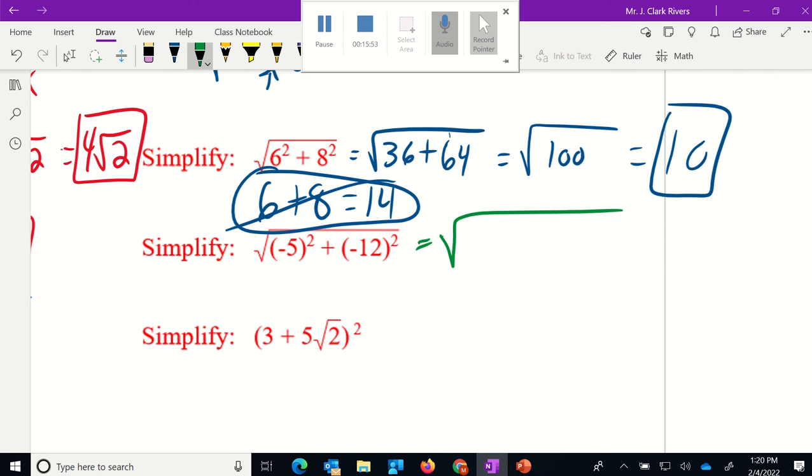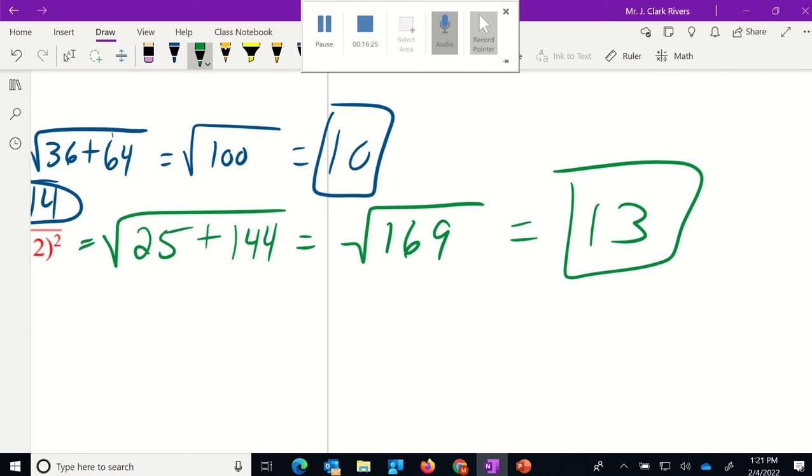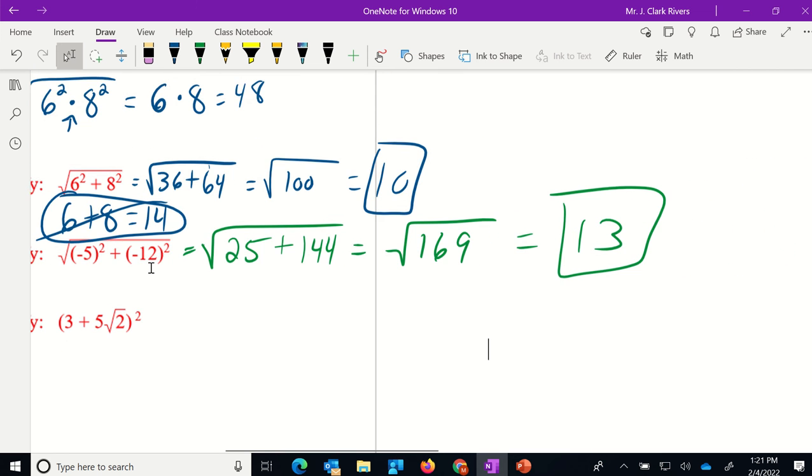So here we get the square root of negative 5 squared, which is what, Whit? Square root of negative 5 squared is 25. Plus, what about negative 12 squared? 144. And so we get the square root of 169. Now, maybe you know this, maybe you don't. The square root of 169 is going to show up a lot over the next couple weeks. It's 13, right? So if you don't know that, that's okay. It shows up so much, you're going to commit that to memory. You're not going to be able to help it. Square root of 169 is 13. So there's the answer to that problem.